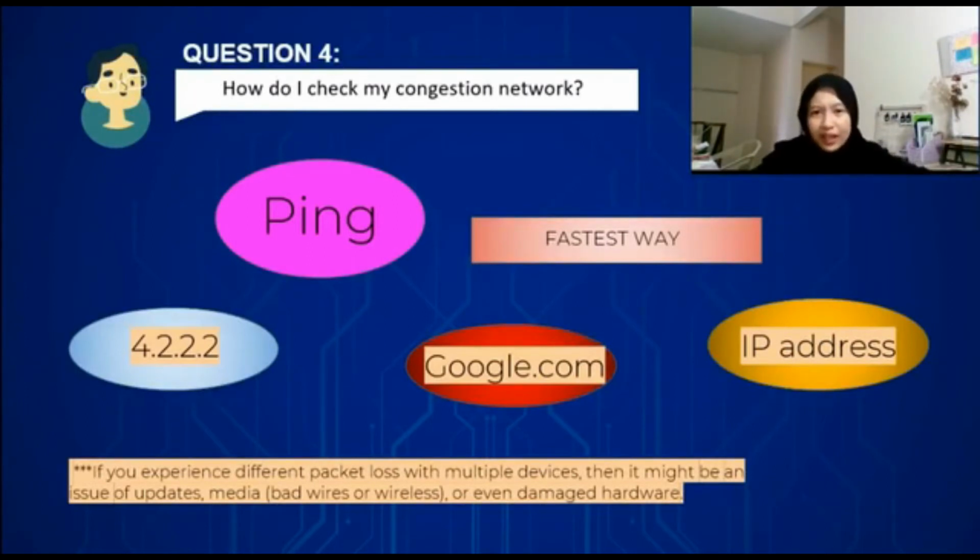Okay, question 4. How do I check my network congestion? By pinging. Ping is the fastest way. Ping what? You can ping 4.2.2.2, or you can ping google.com, or you can ping your IP address. Let me show you how.